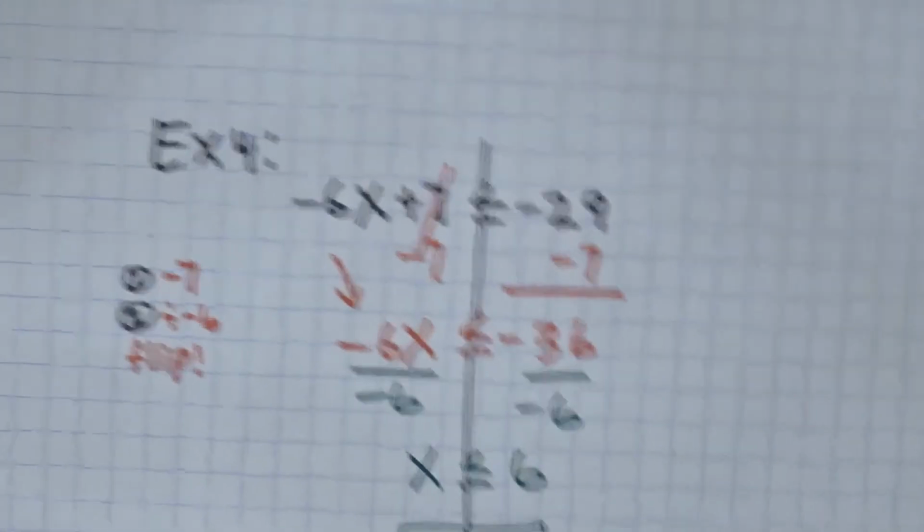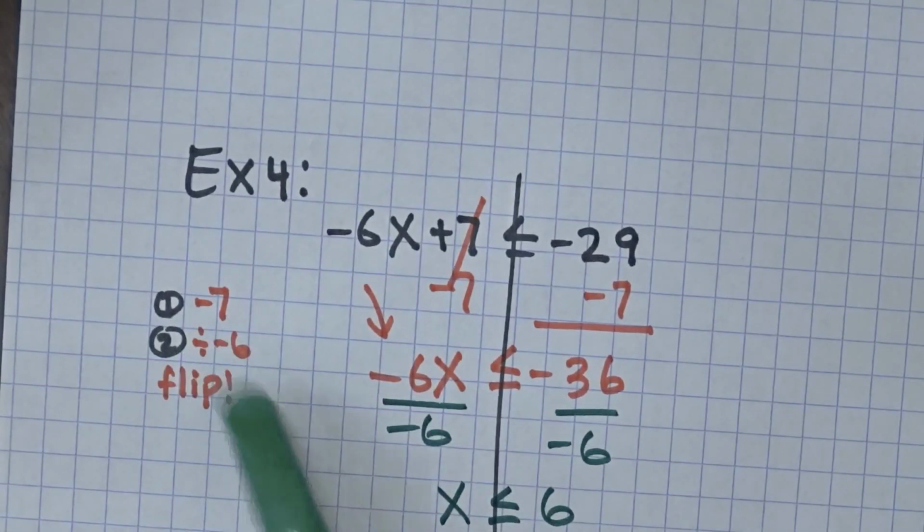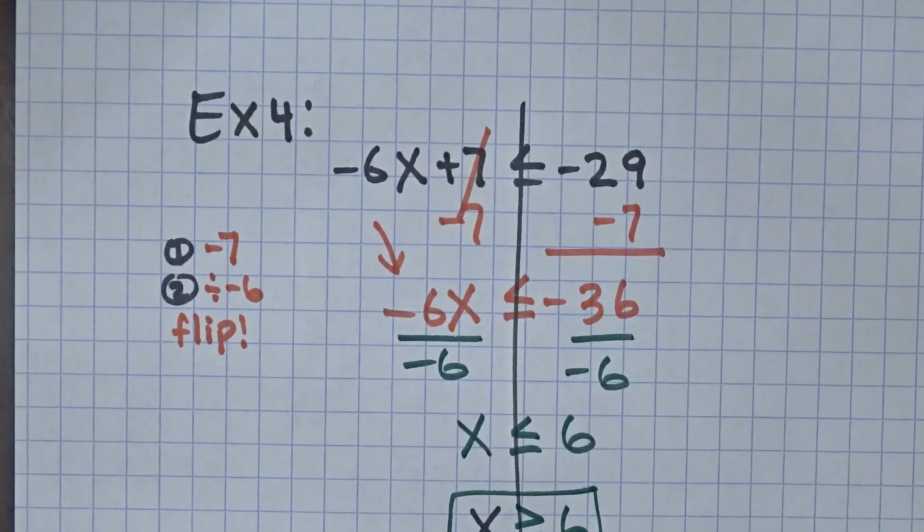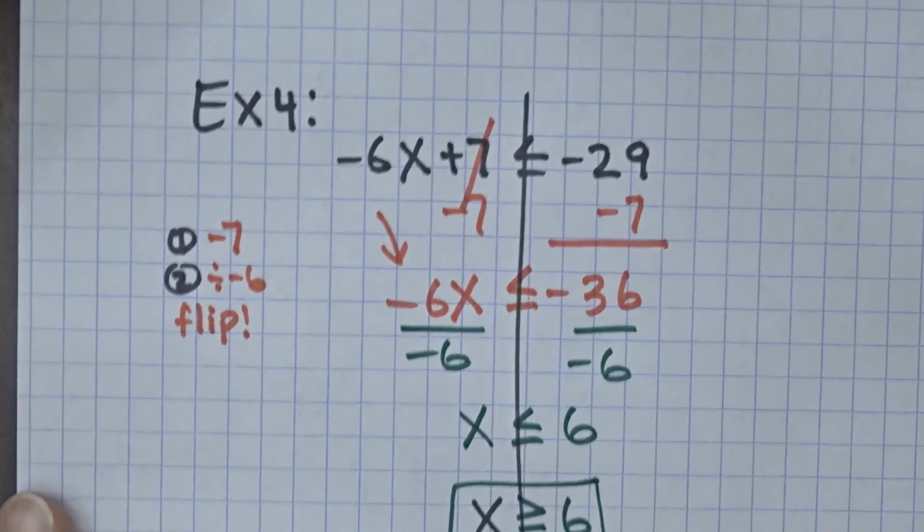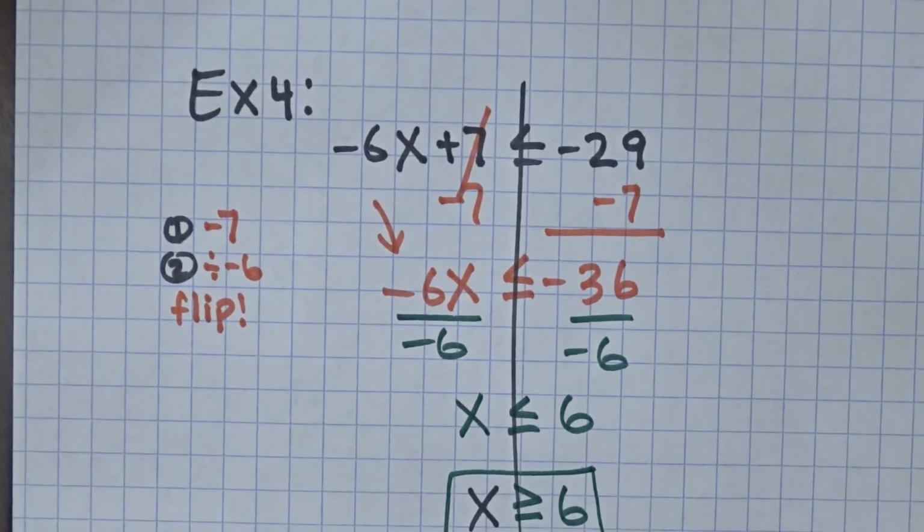Just remember, you're always going to want to check that second step to see if you ended up multiplying or dividing by a negative number. That's the only thing you have to watch out for to determine whether or not you're going to flip that sign. Everything else is the same process as you would in a regular equation. All right, there you go.